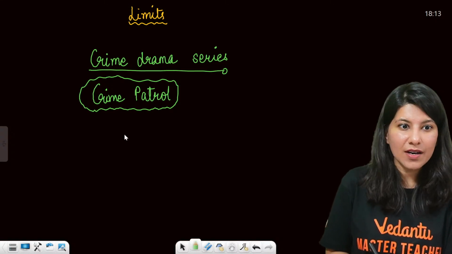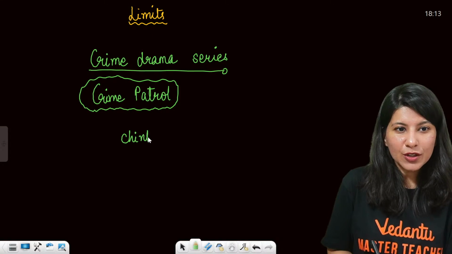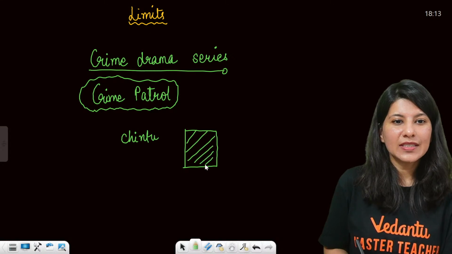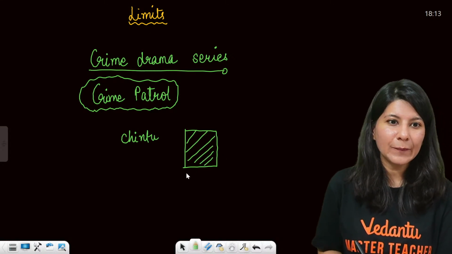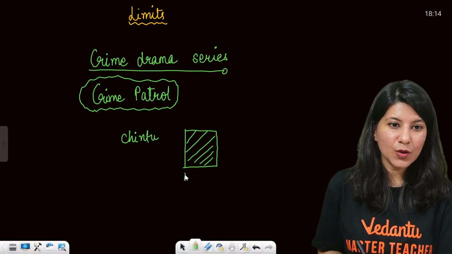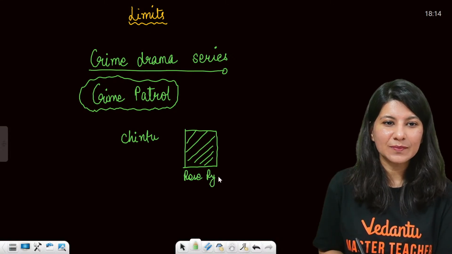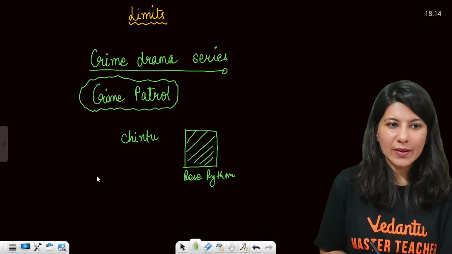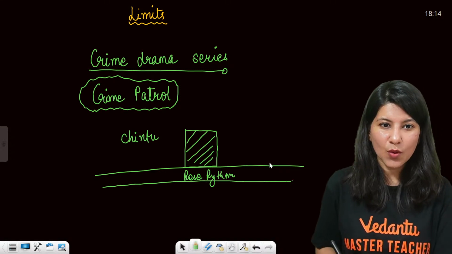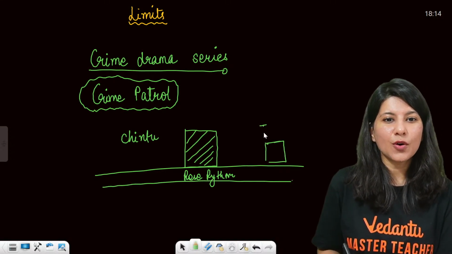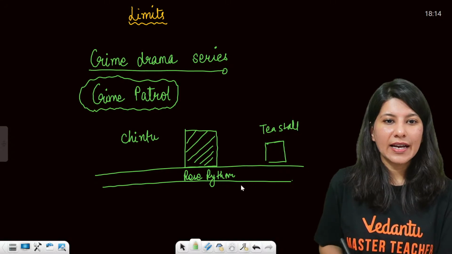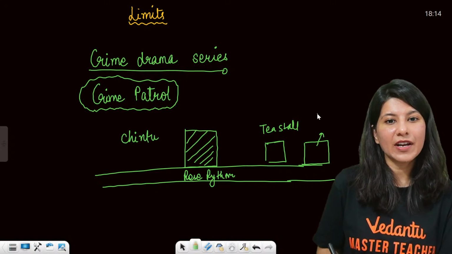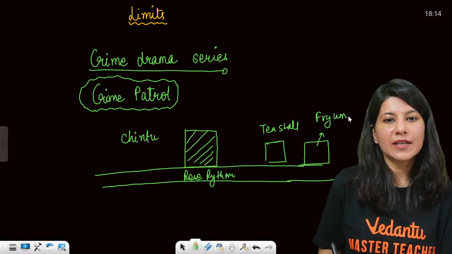Suppose there was a guy named Chintu. Chintu was living in this building. Give me a building name. Okay, building name could be Rose Rhythm. Rose Rhythm building. Chintu is staying over here, and on his society road there is some tea stall, correct? And after that, there is some pakoda, the fryams we call fryams stall.